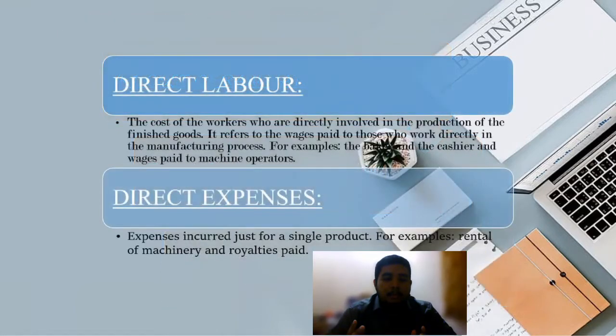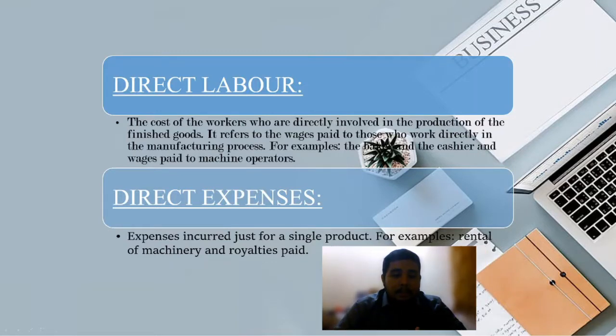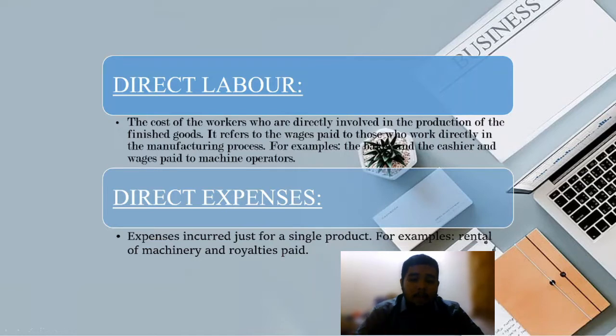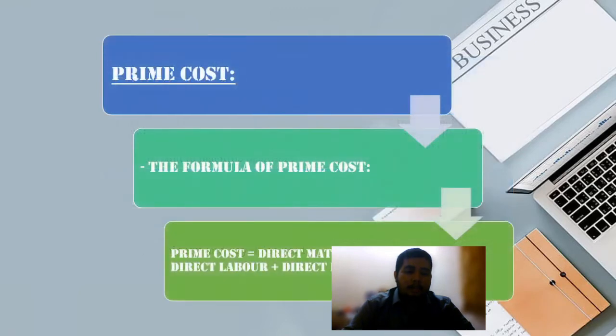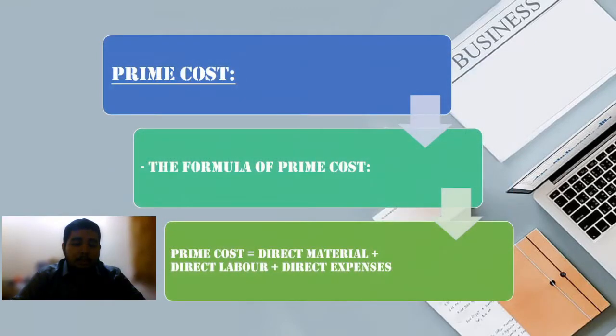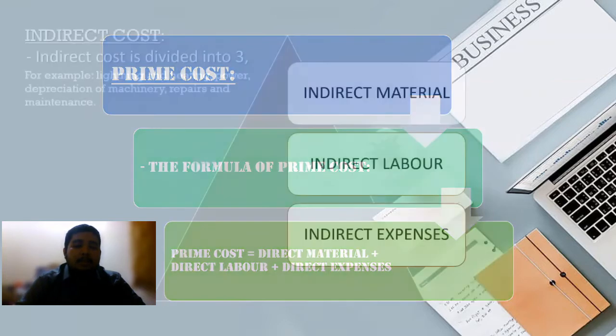Direct labor. Direct labor is the cost of workers who are directly involved in the production of the finished good. This refers to the wages paid to those who work directly in the manufacturing process. For example, the baker and the cashier, and wages paid to machine operators. Direct expenses. Expenses incurred just for a single product. For example, rental of machinery, and royalties paid. Prime cost. The formula of prime cost is prime cost equals direct material plus direct labor plus direct expenses.